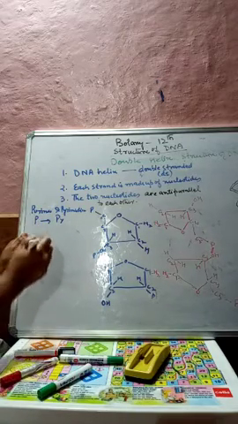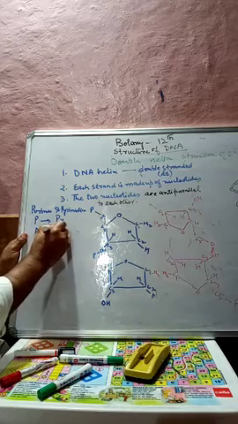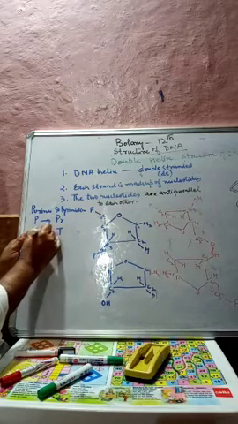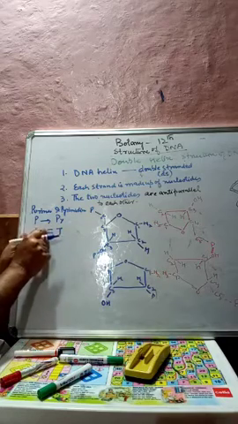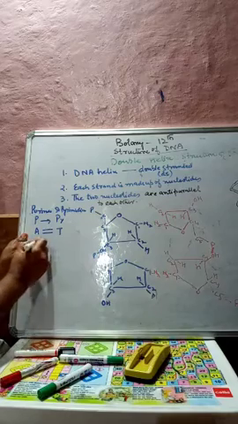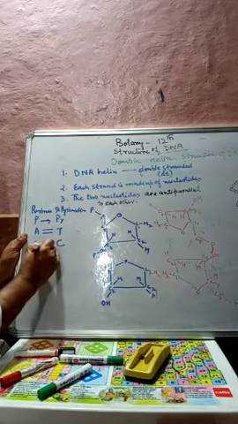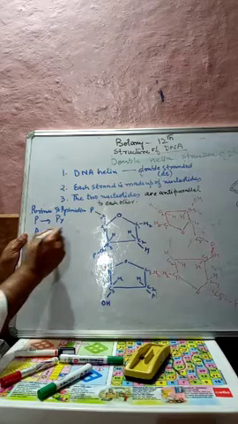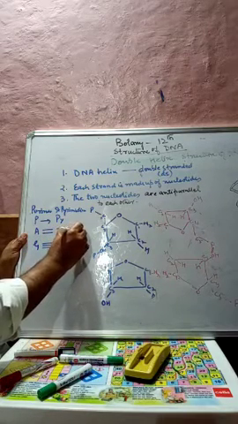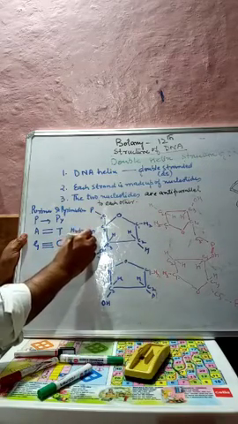Now the pairing will be: adenine pairs with thymine by means of the double bond. These are the hydrogen bonds, but these are the weak bonds. Second, guanine pairs with cytosine by means of the triple bond. Both these bonds are hydrogen bonds, but these bonds are somewhat weak.